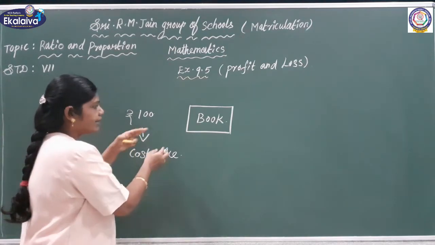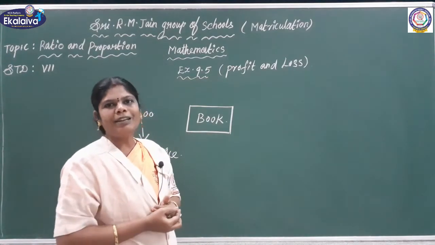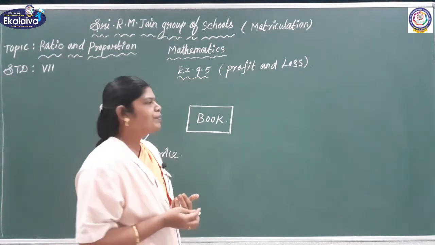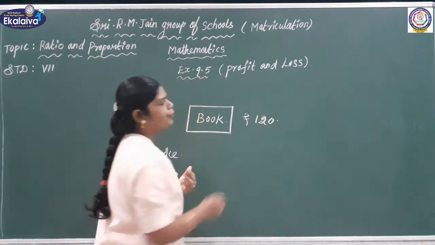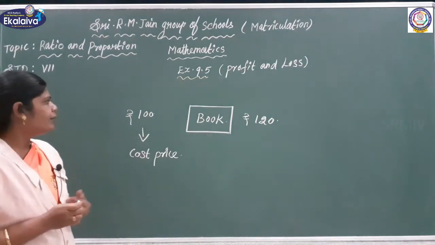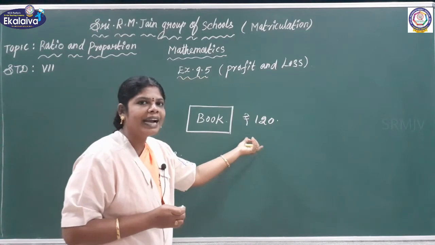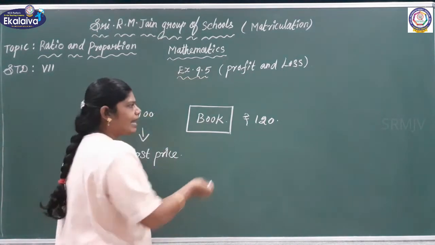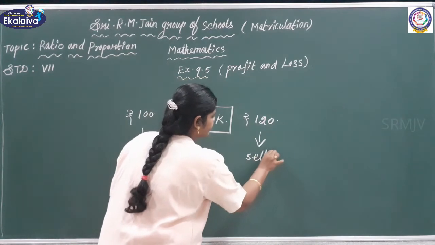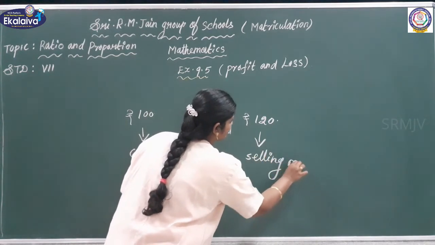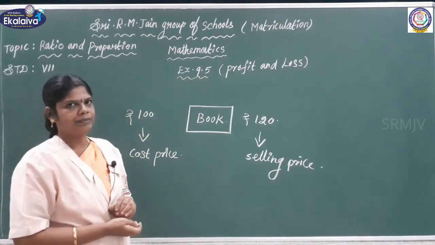See the next one. I bought this book at the cost price. Now I am going to sell this to my friend or someone. How many rupees am I going to sell it for? 120 rupees. I bought this for 100 rupees and I am selling it for 120 rupees. So this is called the selling price.